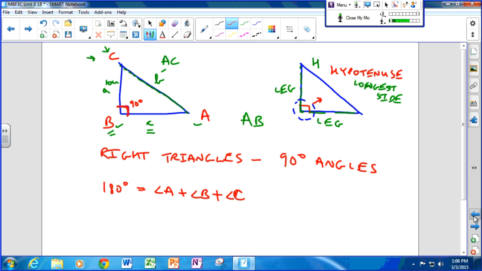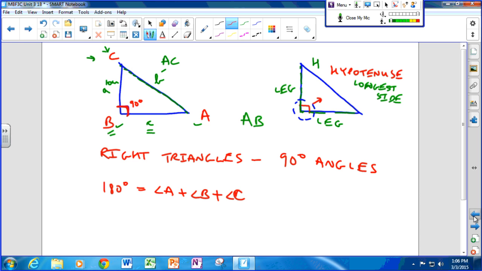Now, I've drawn them with the right angle down to the left. They can be drawn in any orientation. It's pretty conventional to put it on the left or the right. So basically on the base of the triangle, the right angle will be going up either on the right or the left. But you'll see in the text that they draw them upside down every once in a while just to try and throw you off.